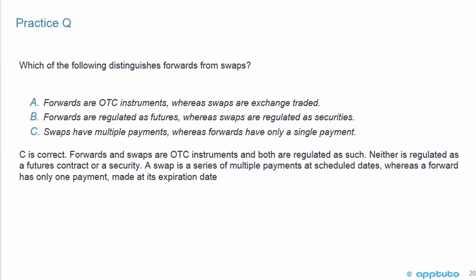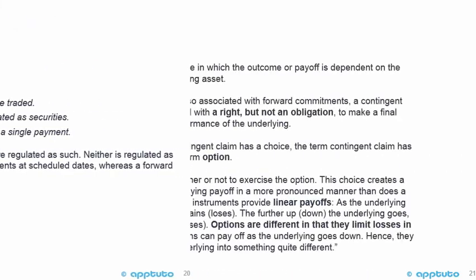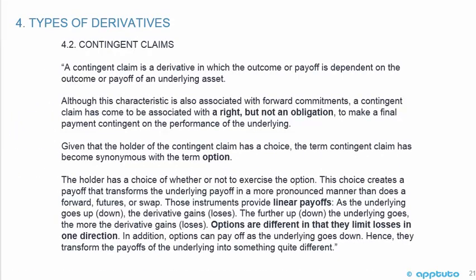C is correct. Forwards and swaps are over-the-counter instruments and both regulated as such. Neither is regulated as a futures contract or a security. A swap is a series of multiple payments at scheduled dates, whereas a forward has only one payment made at its expiration date. Now we're moving on to contingent claims.